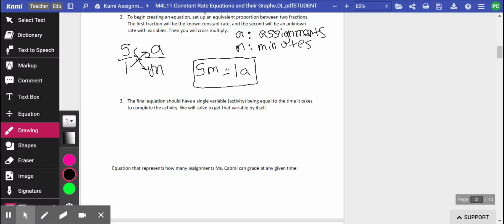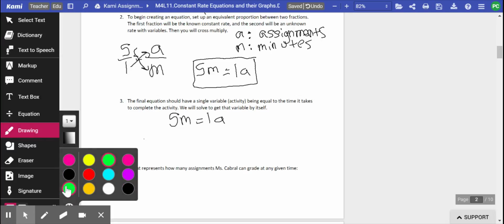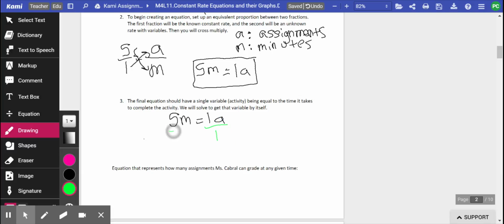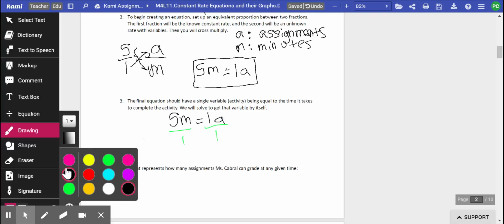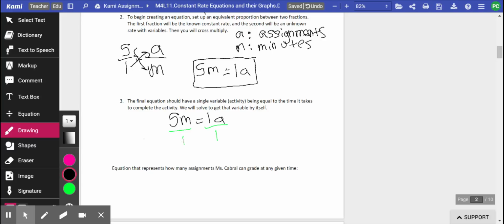And right now, in this equation, 5M equals 1A, A is not by itself. It has a coefficient of 1. So to make sure that A is by itself, I'm going to divide that 1 away. Okay. And then 5 divided by 1 is 5. So this is going to be 5M. And 1 divided by 1 cancels and leaves me with just A.